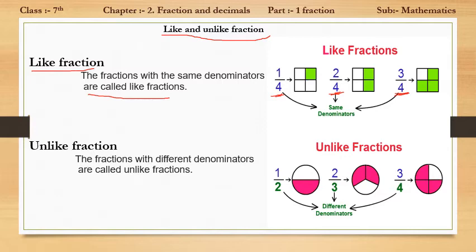Next one is unlike fractions. Fractions with different denominators are called unlike fractions. In these examples, 1/2 has denominator 2, 2/3 has denominator 3, and the third fraction 3/4 has denominator 4. All the denominators are different: 2 in the first, 3 in the second, and 4 in the third. That's why this type of fractions is called unlike fractions.